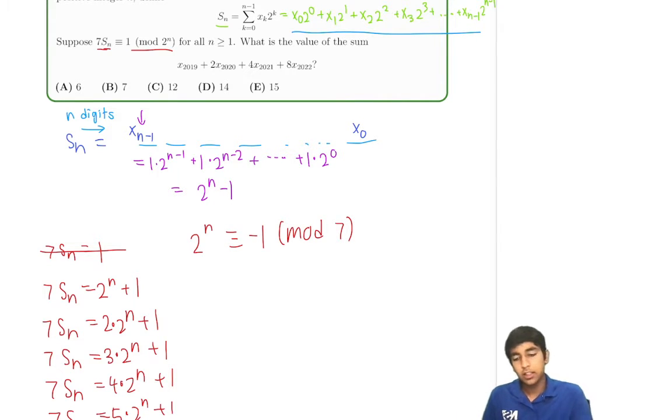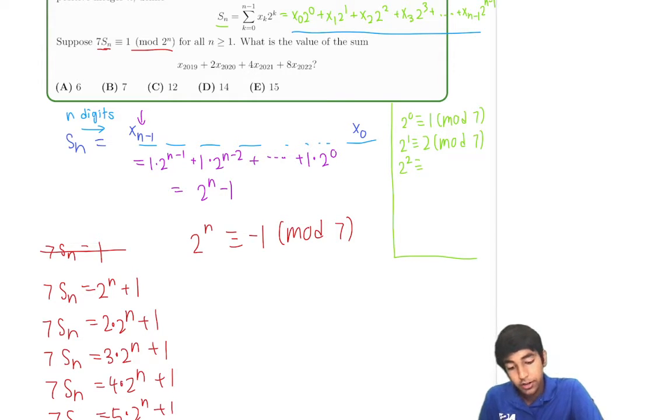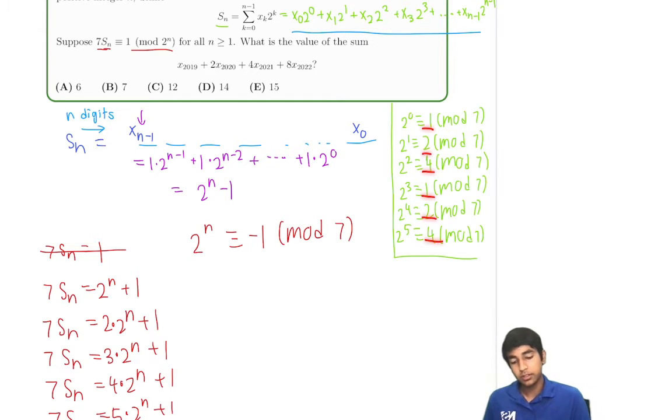What are powers of 2 mod 7? Well, let's take a look. 2 to the 0 is 1 mod 7. 2 to the 1 is 2 mod 7. 2 squared is 4 mod 7. 2 cubed is 8, which is 1 mod 7. 2 to the 4 is 2 cubed times 2, which is 2 mod 7. And so on. We just keep multiplying by 2 mod 7. And as you can see, it cycles: 1, 2, 4, 1, 2, 4.